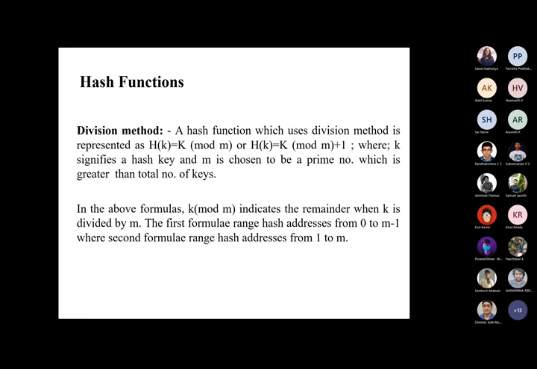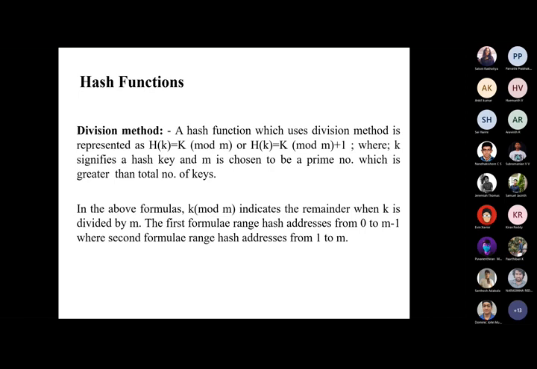You can have different hash functions. You can have h(k) = k mod m, or h(k) = (k mod m) + 1. Whenever you use the formula k mod m, it indicates the remainder when k is divided by m. For the first formula, the range of hash addresses is from 0 to m minus 1, whereas for the second formula, the range is from 1 to m.